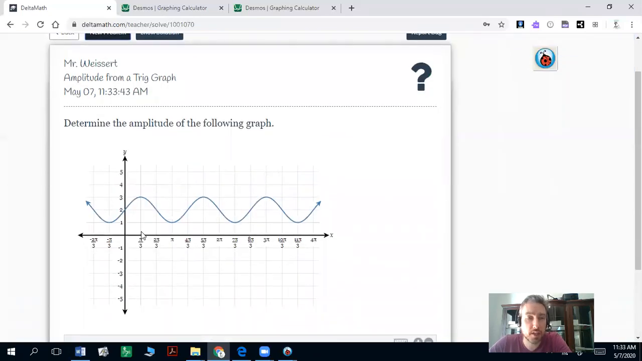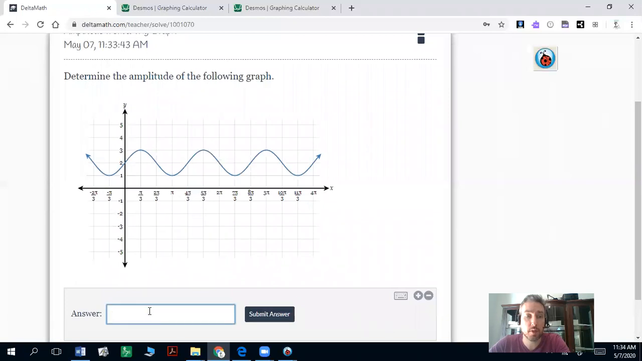Let's do a new problem. All right, this one's shifted up. Now the midline is not at 0, nor is it at 1. That's the minimum. The maximum's at 3. So the midline is here at 2, y equals 2. So that amplitude is the vertical distance from the midline to the maximum or the minimum value. So that vertical distance, 2 to 3, is only 1 unit. So that amplitude would be 1.